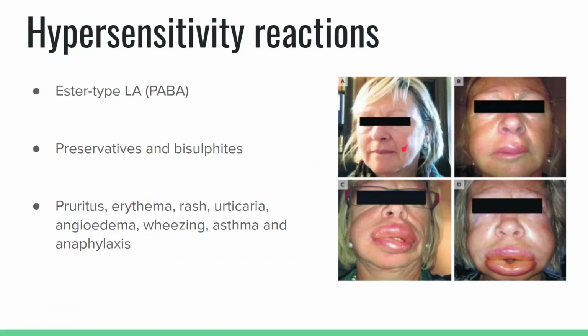The symptoms of course are classical hypersensitivity, like pruritus, which is itching, erythema, which is redness, rash, where we have a skin rash, urticaria, angioedema, which is swelling, wheezing, which is the whistling sound when a person breathes, asthma, where they can't breathe, and anaphylaxis, which is basically the generalized hypotensive shock and so on.